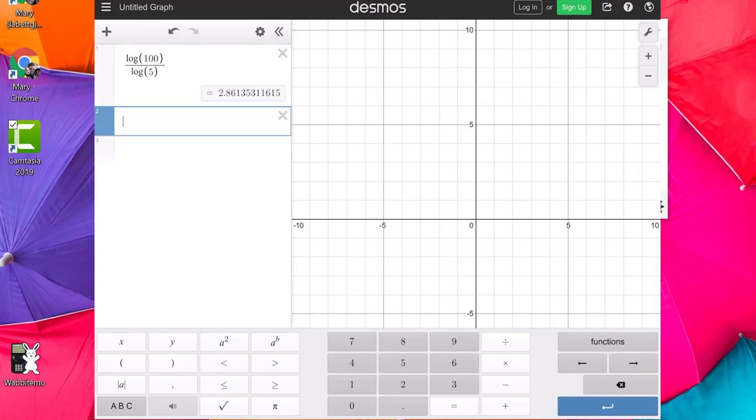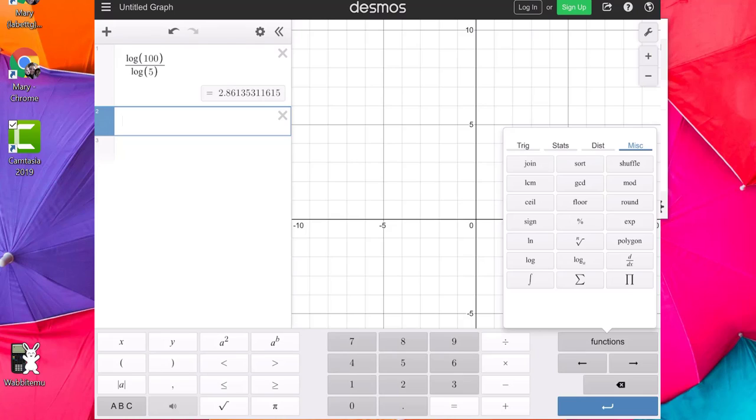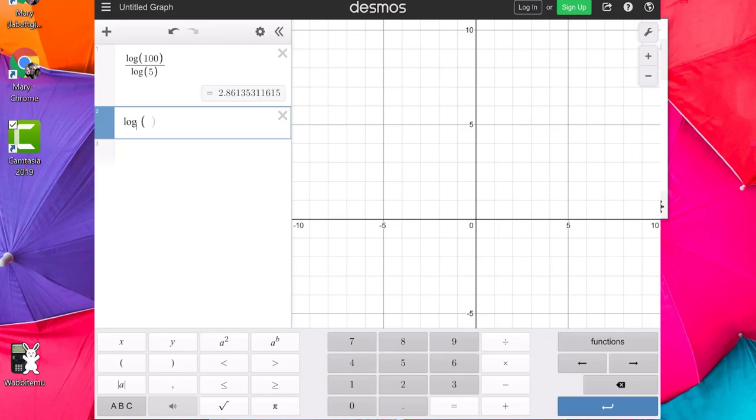But you don't have to use the change of base if you have Desmos. So you could do log A, log base A. It's right next to the log button. And then you can see it has a place for you to put your base. So the base would be 5, and then 100 would go here, and you can see you get the same answer. I will say you do need to know change of base regardless of whether you use Desmos or not. So make sure that you review that.